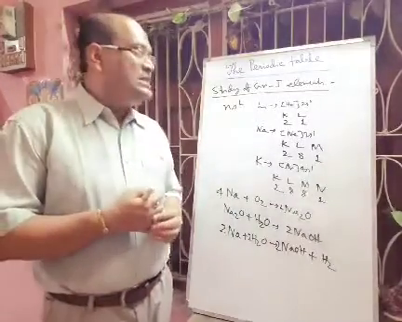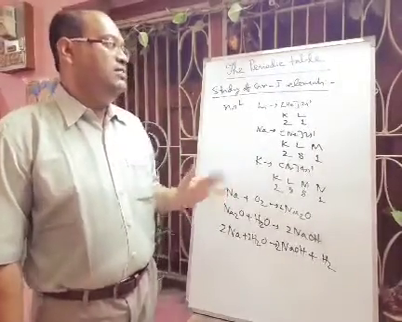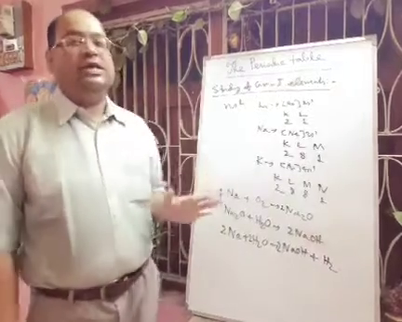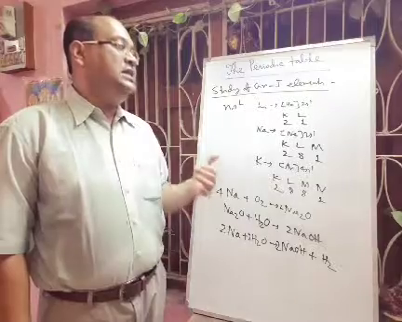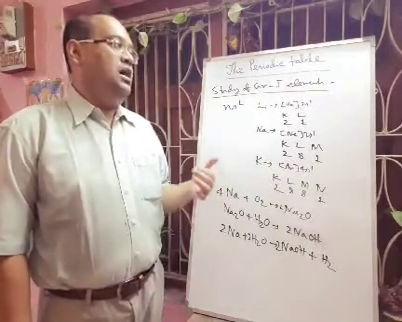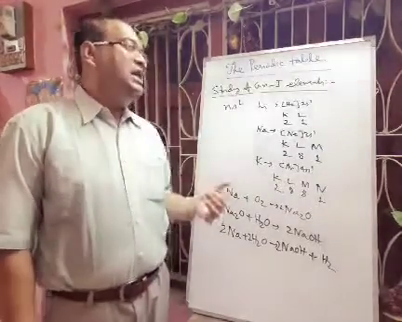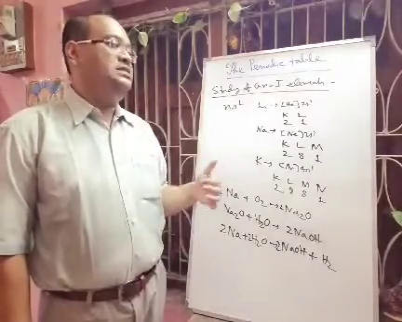In my next class, which will be the last class of this chapter, I will discuss the group 2 elements, which are called alkaline earth metals, then group 17 elements, which are called halogens, and finally we will discuss the noble gases, that is zero group elements.